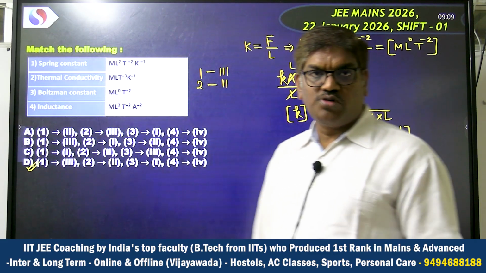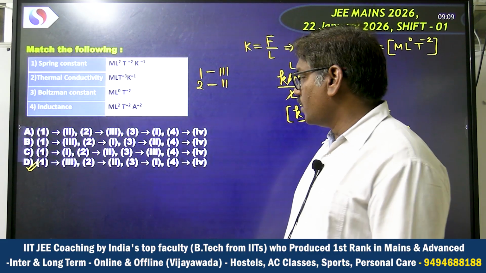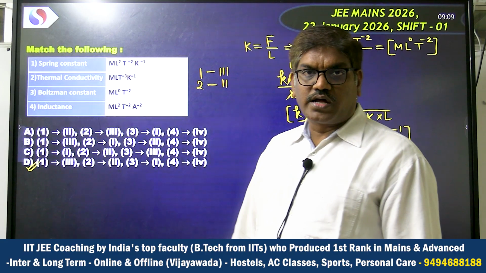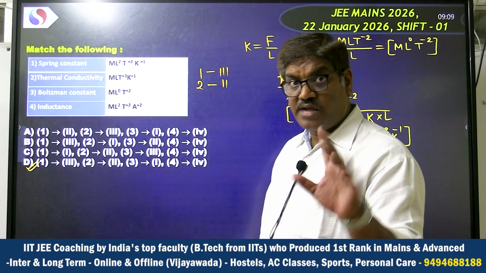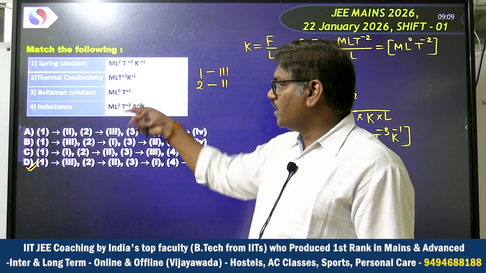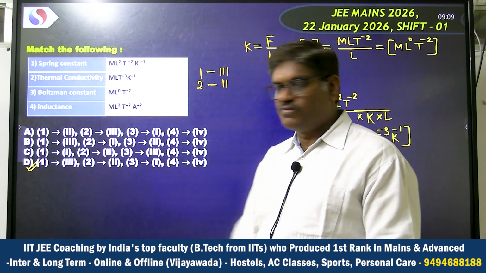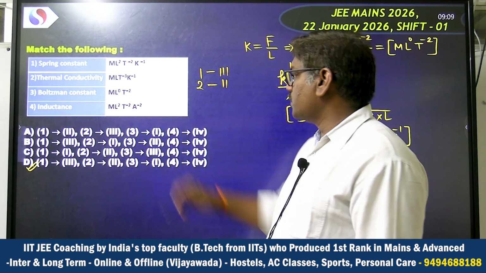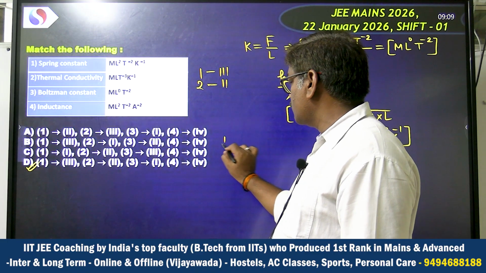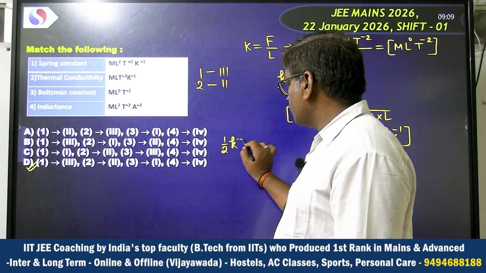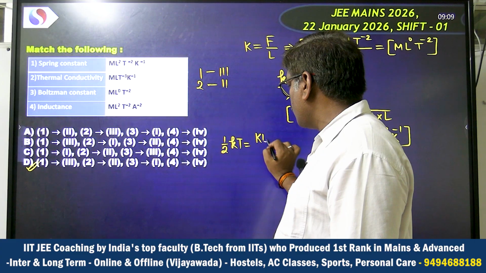I told you just 2 options may be sufficient to find the correct option. You don't need to waste time during the exam. Here we can check the other 2 options also, but in the exam if 2 are matching, just go with that. Okay, Boltzmann constant.